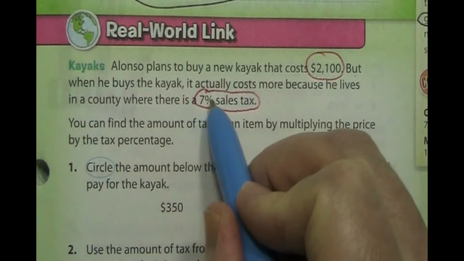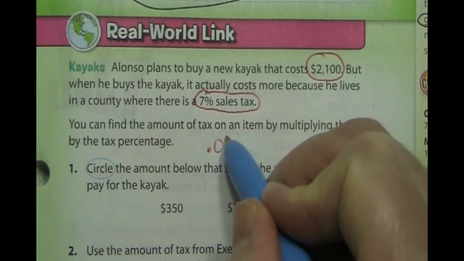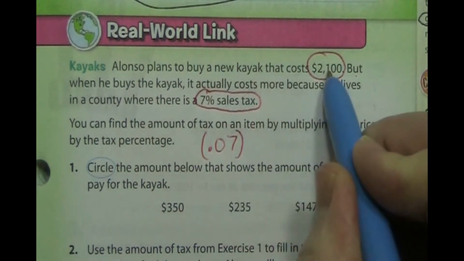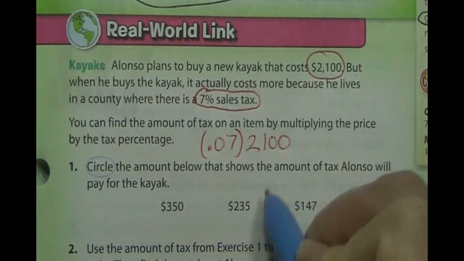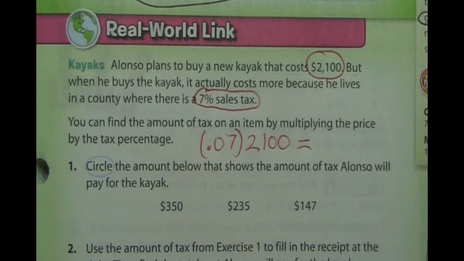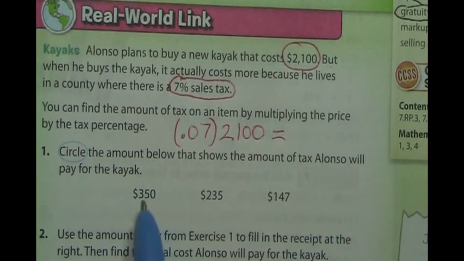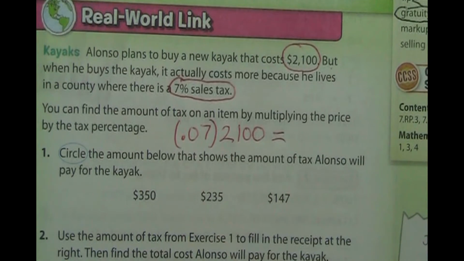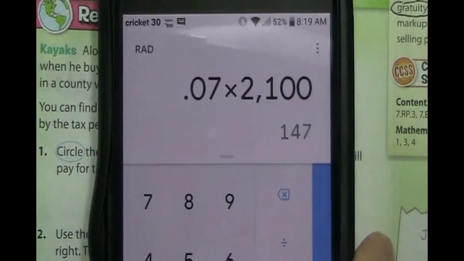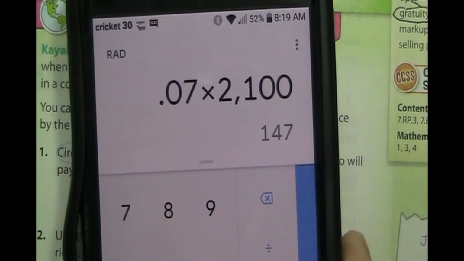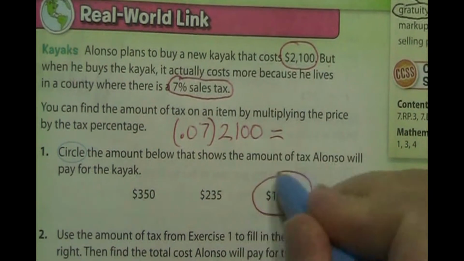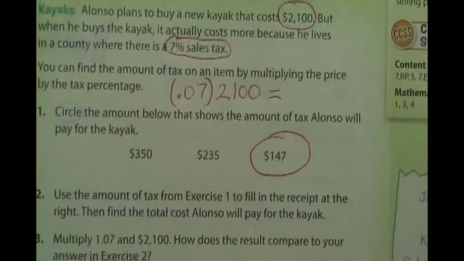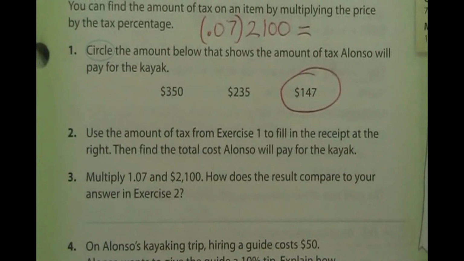Circle the amount below that shows the amount of tax Alonzo will pay for the kayak. Well, let's see, 7% is 0.07. You multiply it by the cost, or the price, $2,100, and that would give you your answer. One of these three is correct. The correct answer is 147. So he has to pay an extra $147 for the taxes.